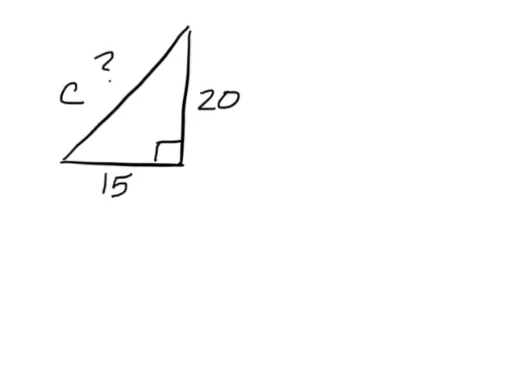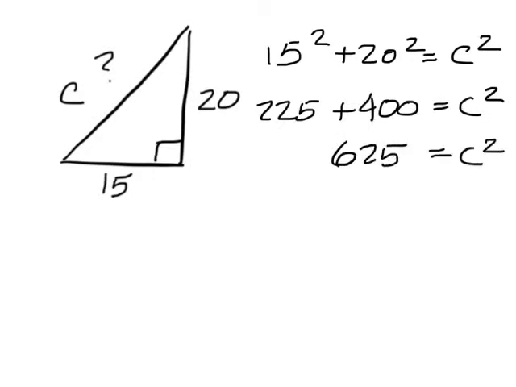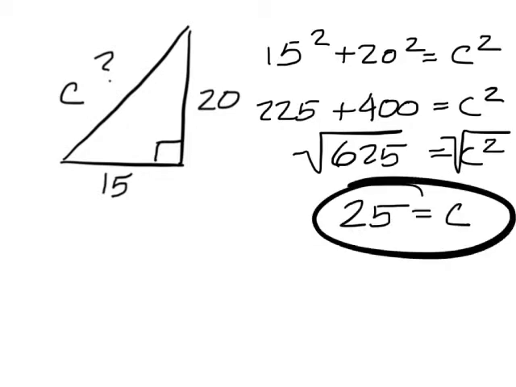The solution for the practice problem is to do 15 squared plus 20 squared and set that equal to C squared. Simplify that to get 225 plus 400, which is 625. And then find the square root of both sides. Your answer should be 25.